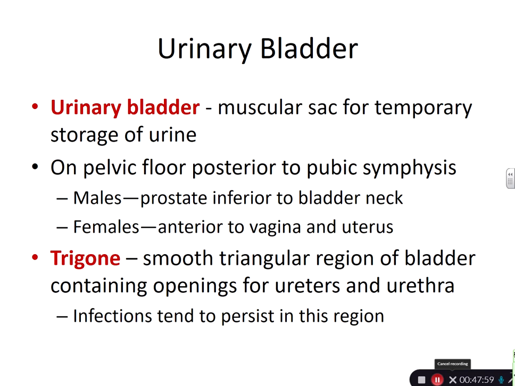Once urine makes it into your bladder, it's basically a temporary storage tank. It's a muscular sac that stores the urine. We find it on the pelvic floor. In males, the prostate gland sits right under the bladder. So it's basically where the bladder and the urethra come together. The prostate gland circles the base of the bladder around the urethra.